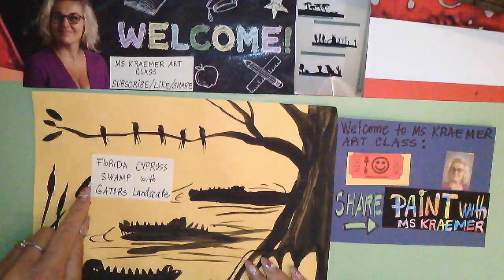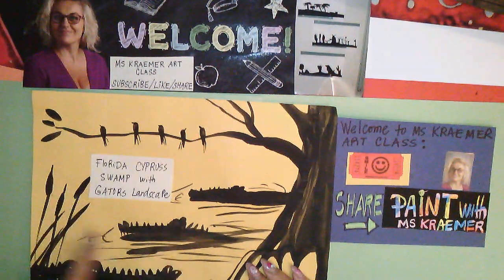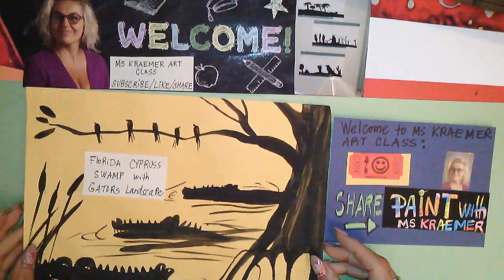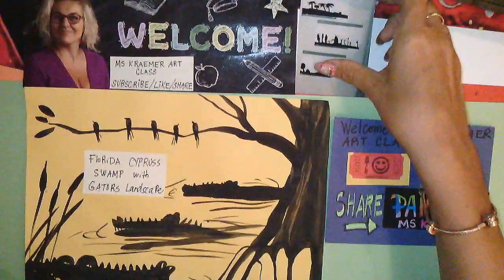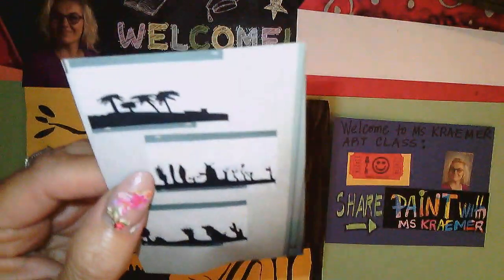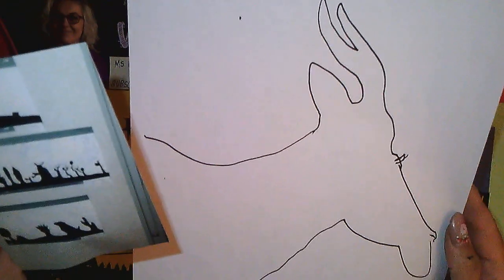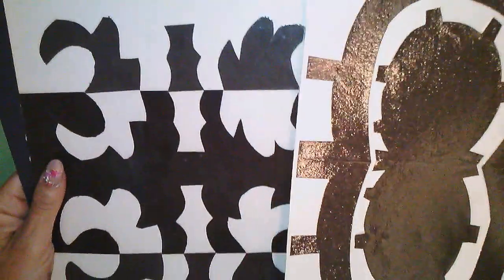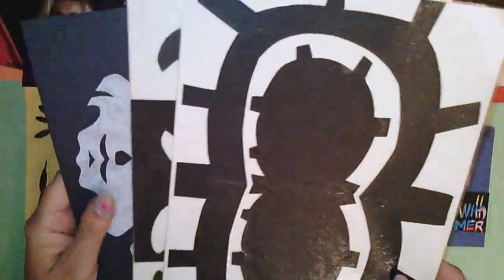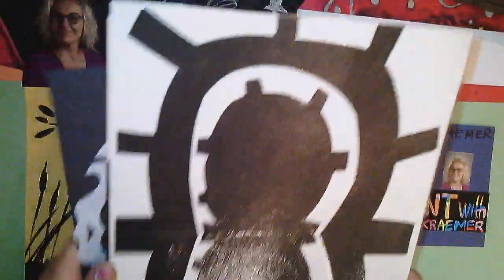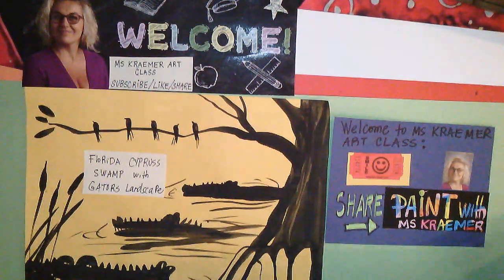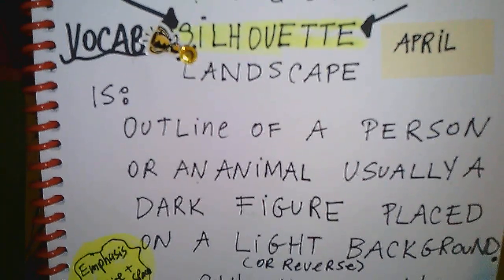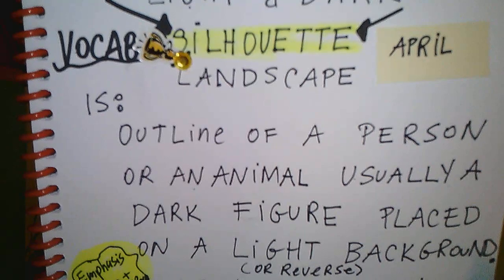Today we're painting a Cypress swamp with gators, and it's a landscape. Do you remember what this kind of landscape is called? When there is only outlines and shape, positive and negative. What is it called when there is only one color used and we're using the opposite colors to emphasize the shape? It's called silhouette. Yes, our vocab word was silhouette.